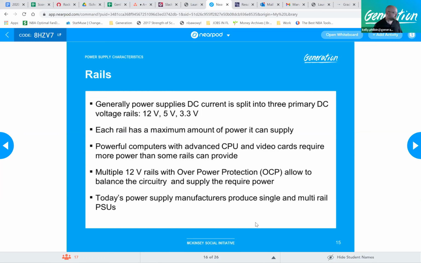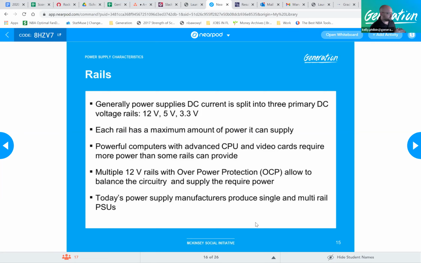But also, they're kind of splitting it up because you can only run so much over a particular rail the way they have the architecture set up. So depending on the needs of the computer, you may need to have a power supply that has multiple rails in it in order to provide enough power to service all the components you have within the unit.